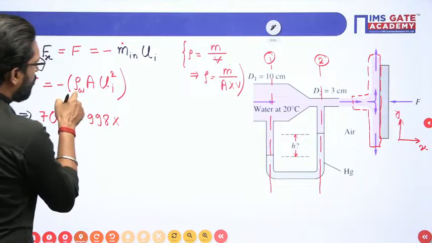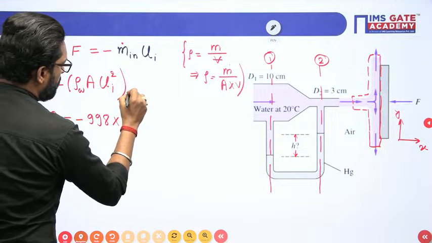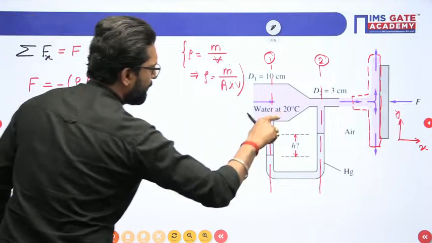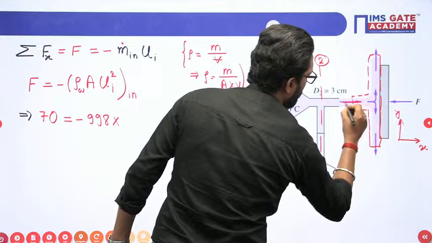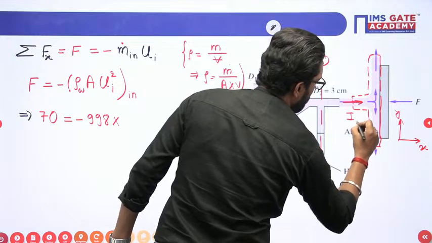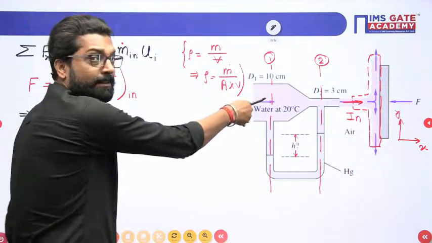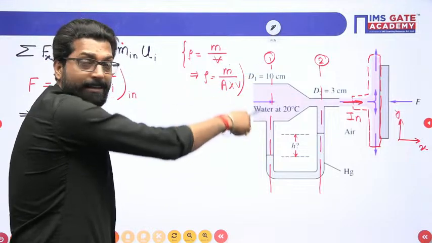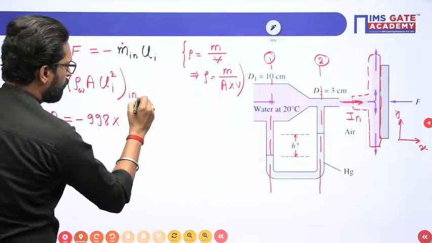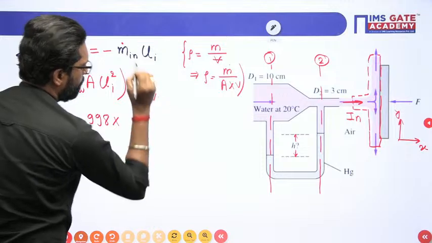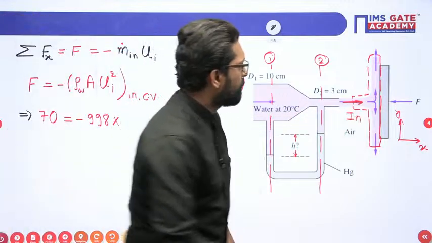Area. This is your what? In. Yes or no? This is your in, in the x direction, not this in. Understood? This is not at in. This is your in into the control volume. So this is your control volume analysis. So in is in the control volume. This is our control volume.